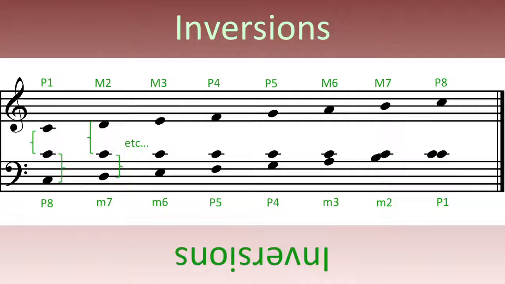The major second above becomes a minor seventh below. The major third, a minor sixth. The perfect fourth, a perfect fifth. The perfect fifth, a perfect fourth. The major sixth, a minor third. The major seventh, a minor second below. And the perfect octave, a perfect prime or unison.